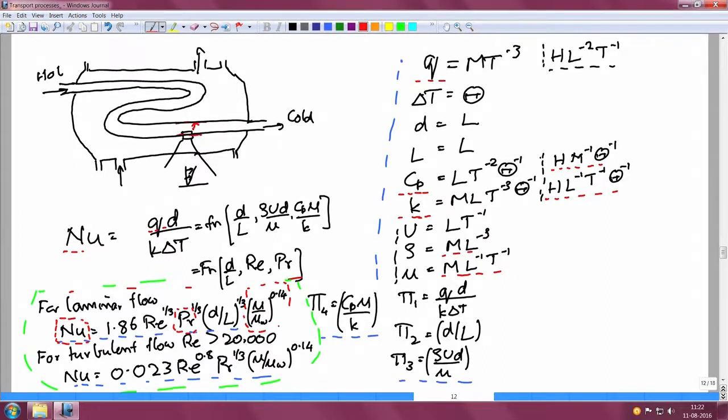For a laminar flow, you have one set of relations. For a turbulent flow, you have another set of relations. In both of these cases, you can see that it depends on Reynolds number to the 1/3 power, Prandtl number to the 1/3 power, and some parametric dependence on the dimensions of the problem.